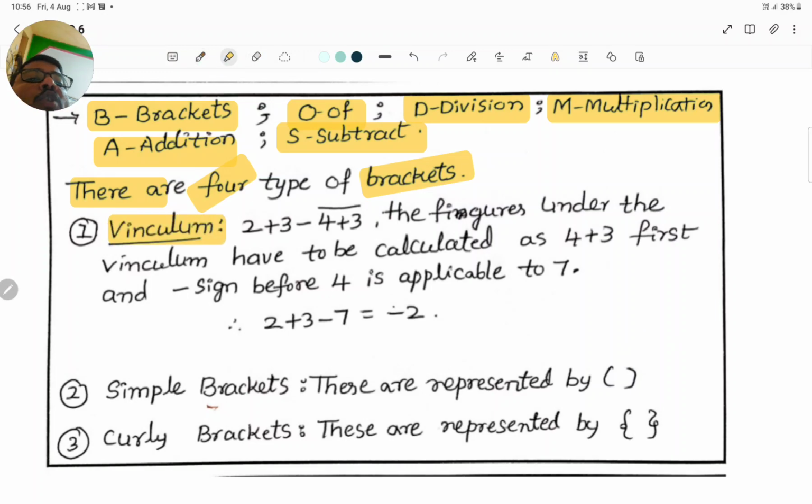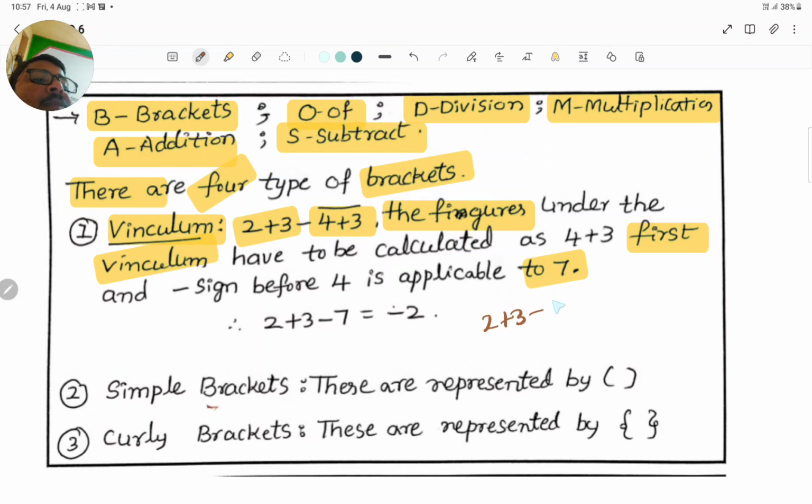The first one is the vinculum. Vinculum means a line above two or three numbers, for example 2 plus 3 minus vinculum of 4 plus 3. The figures under the vinculum have to be calculated first, and the minus sign before 4 is applicable to 7 only.